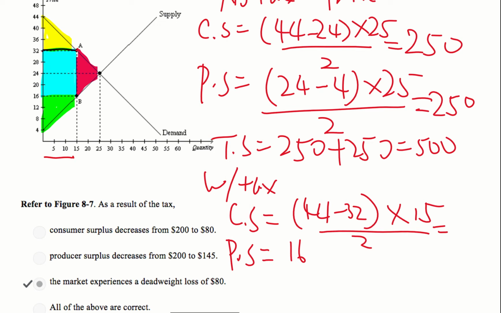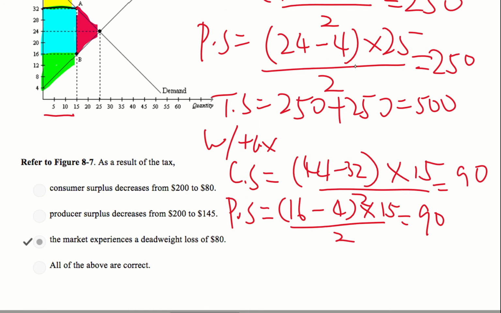So 44 minus 32 is 12. 12 divided by 2 is 6. 6 times 15, that's 90. Okay, and then next one, 16 minus 4 times 15 divided by 2. This will also be 90.